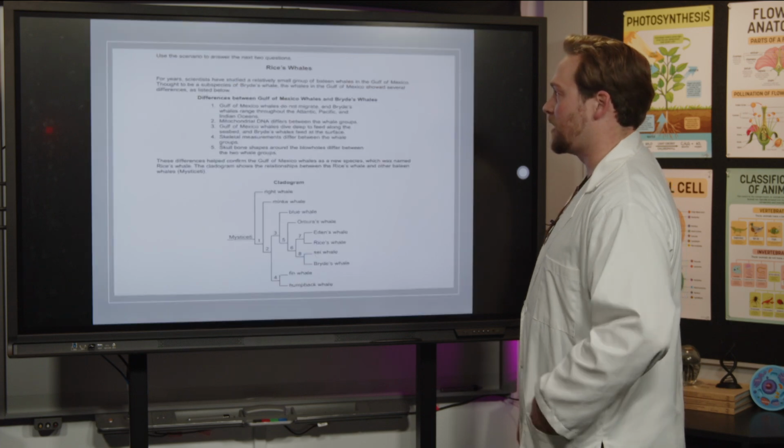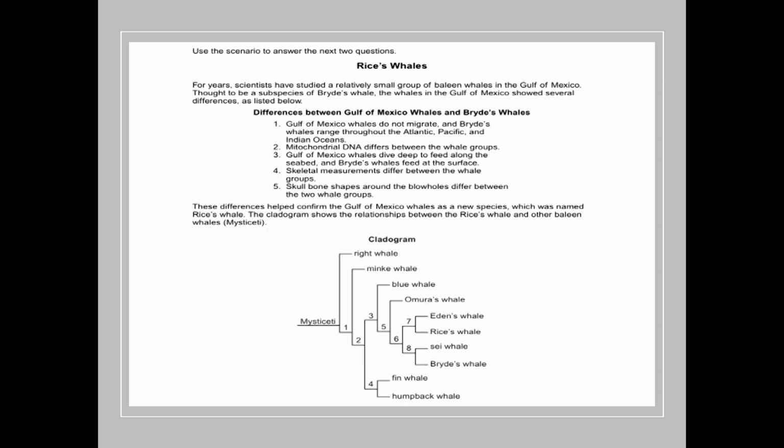Let's move on to the next question. This says, use the scenario to answer the next 2 questions. It's some information about an organism known as Rice's whale. For years, scientists have studied a relatively small group of baleen whales in the Gulf of Mexico. Thought to be a subspecies of Bryde's whale, the whale in the Gulf of Mexico showed several differences as listed below. These are some key differences that you really want to make sure you read over. That's the only way you're going to be able to answer these next questions.